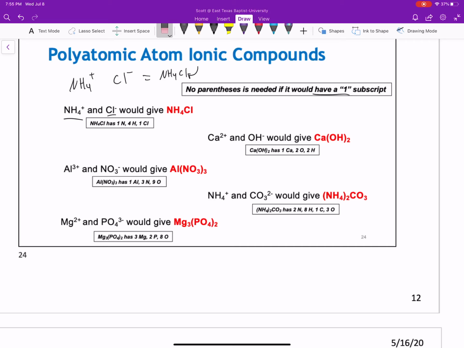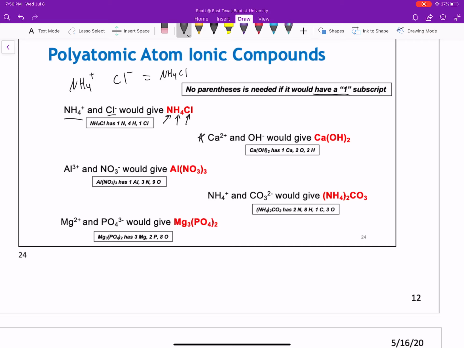Okay, you only need to draw a number if there is more than 1. And if you were tallying up the total atoms, you would say that this compound has 1 N, 4 H's, and 1 Cl. Okay, now let's do the same thing with this calcium hydroxide.